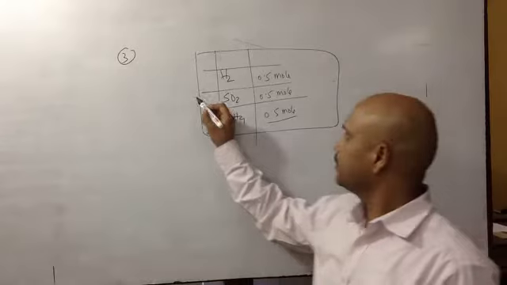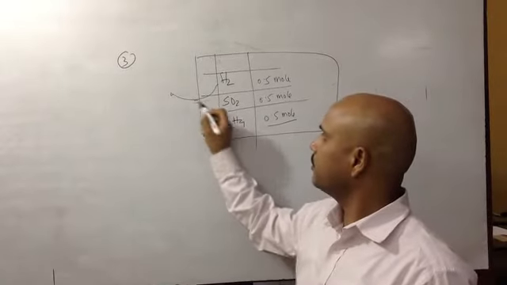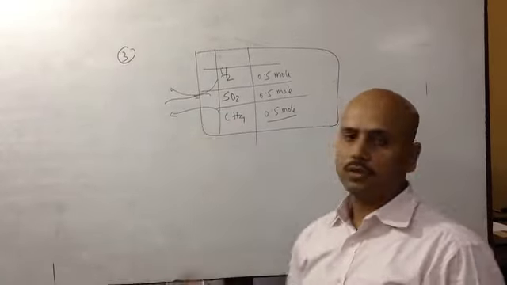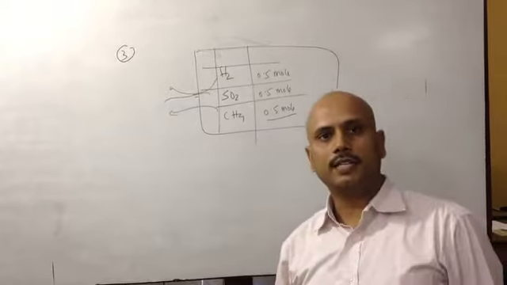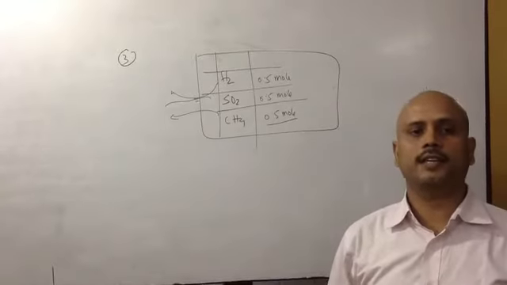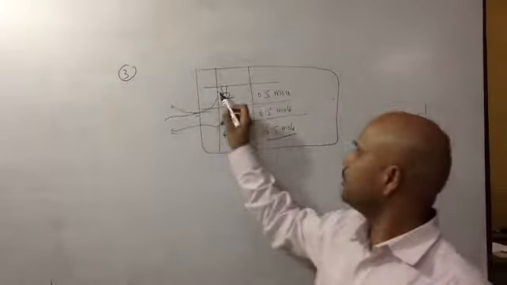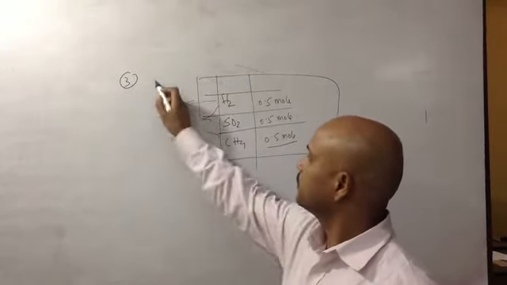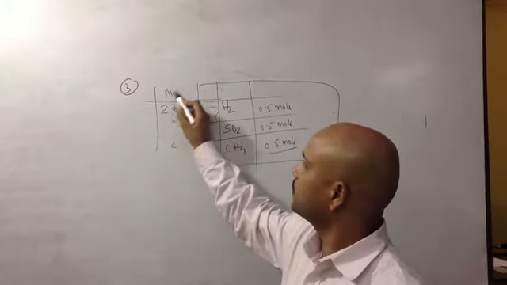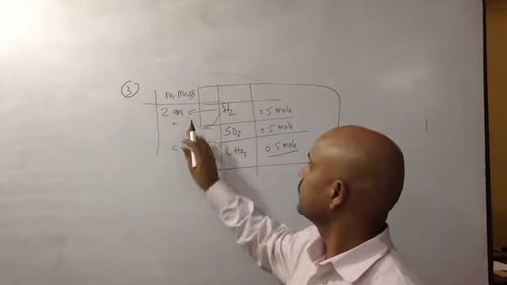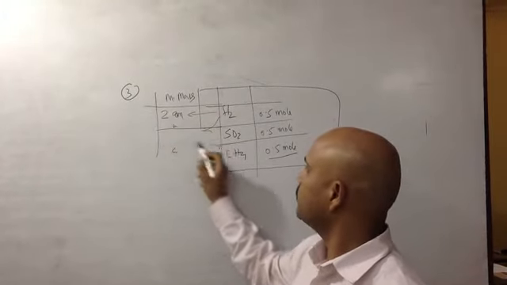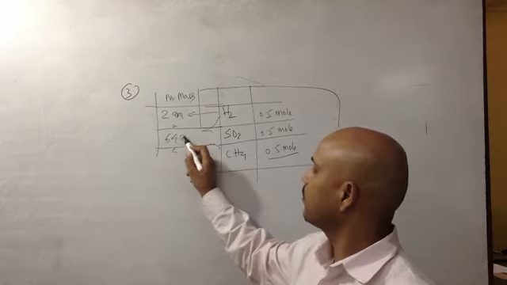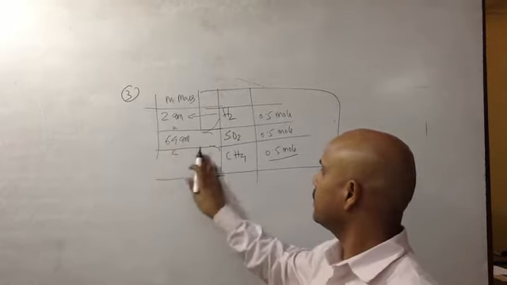Now a hole is made, and all the gases will diffuse. The question is, which gas will diffuse at a faster rate? Very simple. What is the molecular mass of hydrogen? 2 gram. What is the molecular mass of SO2? It is 64 gram. What is the molecular mass of CH4? It is 16 gram.